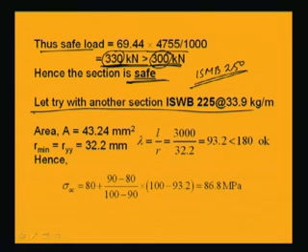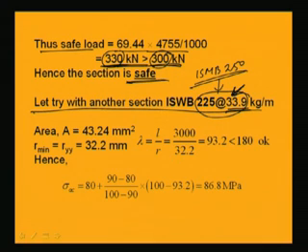Now, let us try with another section just to have some experience, that is ISWB 225 at 33.9 kg per meter. That means here the weight of the section will be lesser than the ISMB 250. So, let us see, because if this is safe, then definitely this section will be better, meaning more economic, than ISMB 250, right.